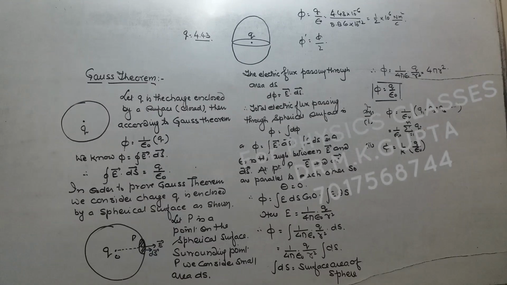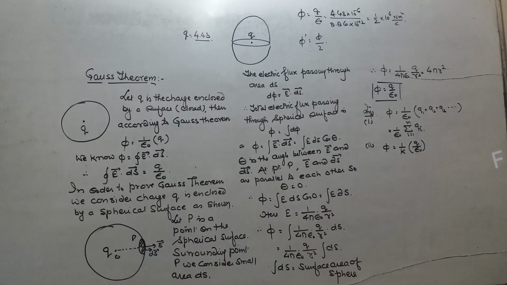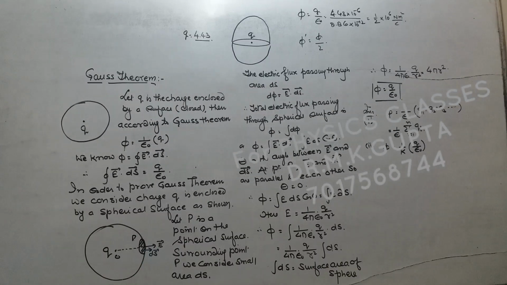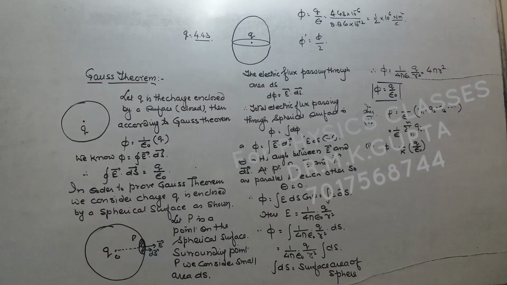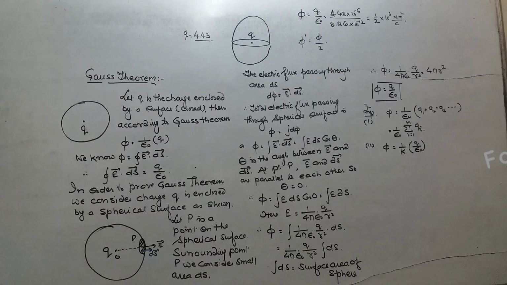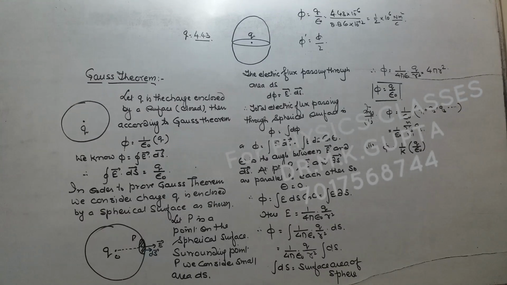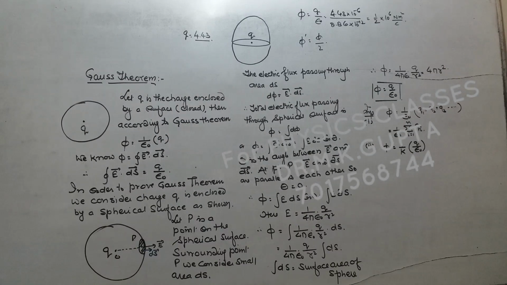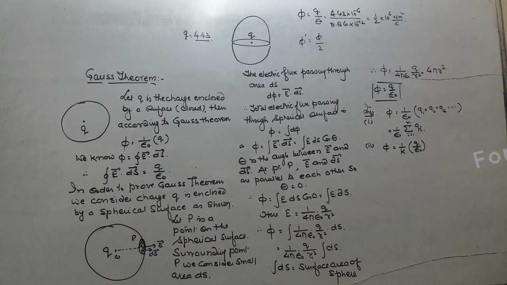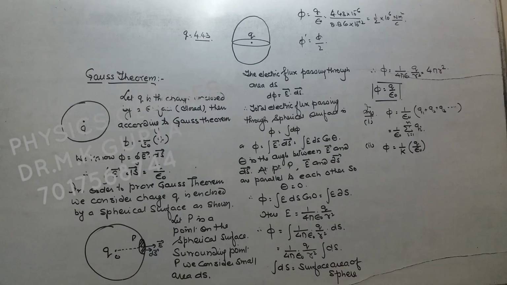Two important points about Gauss theorem are: if the Gaussian surface encloses more than one charge, then we shall take the algebraic sum, meaning we shall consider the charges with their sign. In that case, phi will be equal to 1 upon epsilon naught times the summation of charge q. Secondly, if the charge is placed in a dielectric medium of dielectric constant k, then the flux passing through the Gaussian surface is given by the formula phi is equal to 1 upon k times q upon epsilon naught.